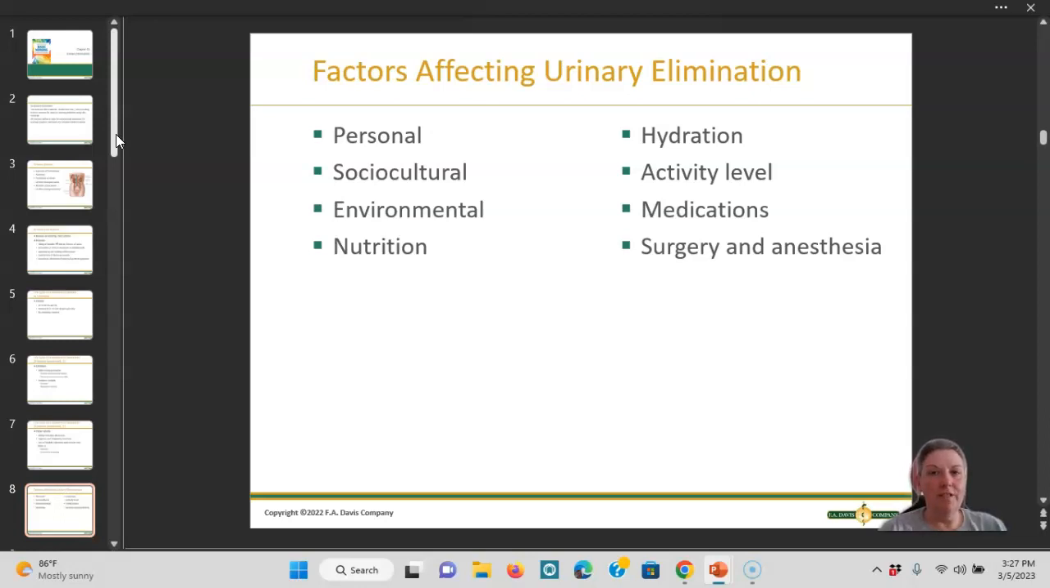Surgery and anesthesia. It may take a couple of hours for your bladder to wake back up. So you usually come out of surgery with a Foley catheter. And then they'll get you up to the bathroom. The next morning, we'll pull the Foley. Because surgery and anesthesia can put your bladder to sleep as well.